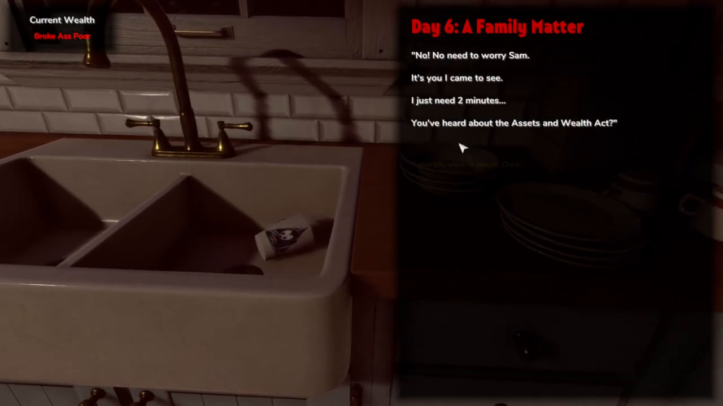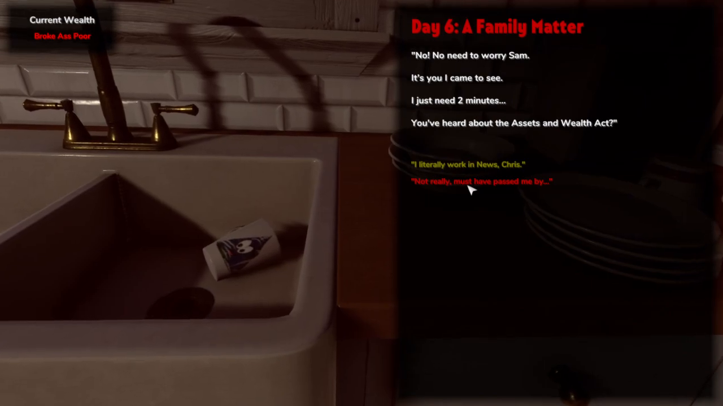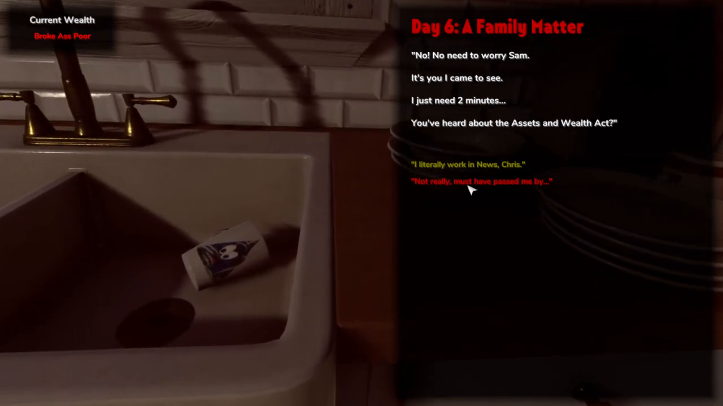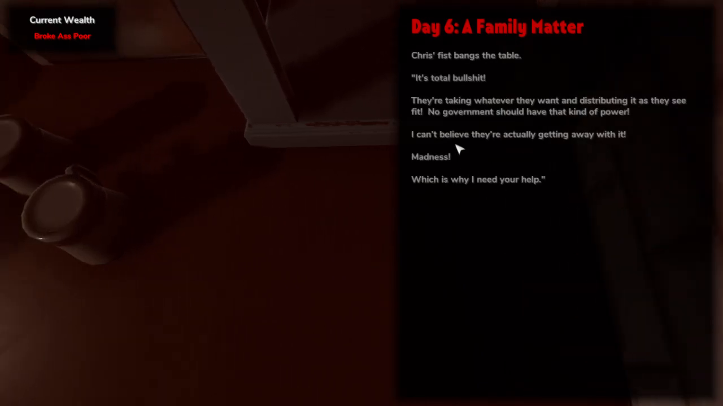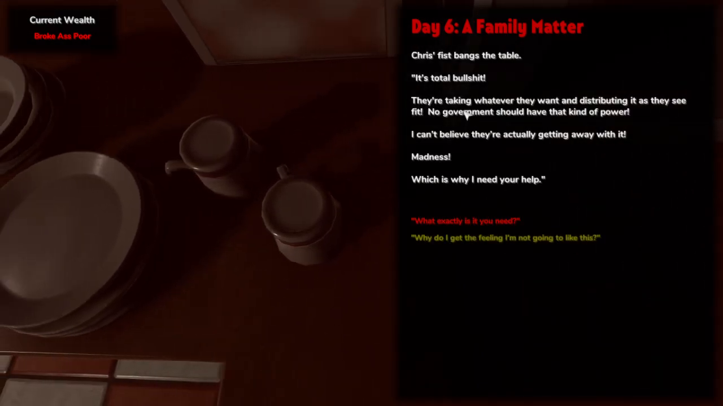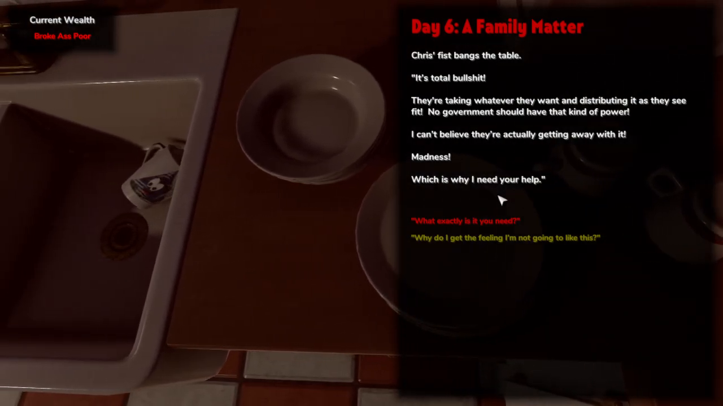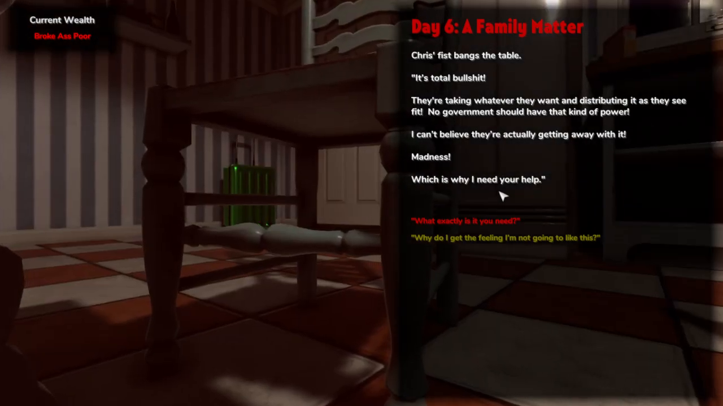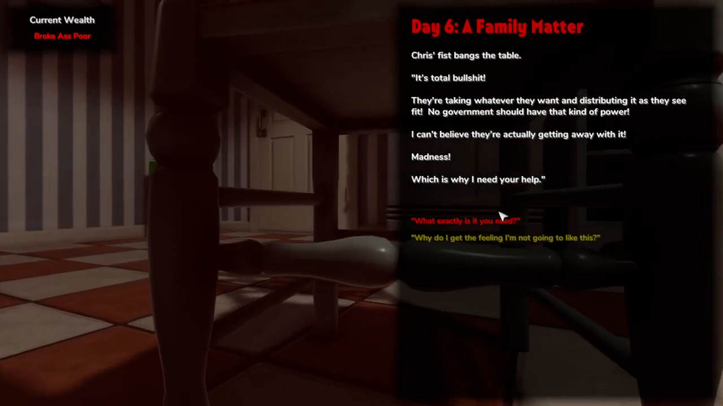Okay, should I go get Sam? No, no need to worry Sam. I just need 2 minutes. You heard about the Assets of Wealthy Act? I'm not really working news. They're taking whatever they want and distributing it as they see fit. No government should have that kind of power. I can't believe they're actually getting away with it. Which is why I need your help.